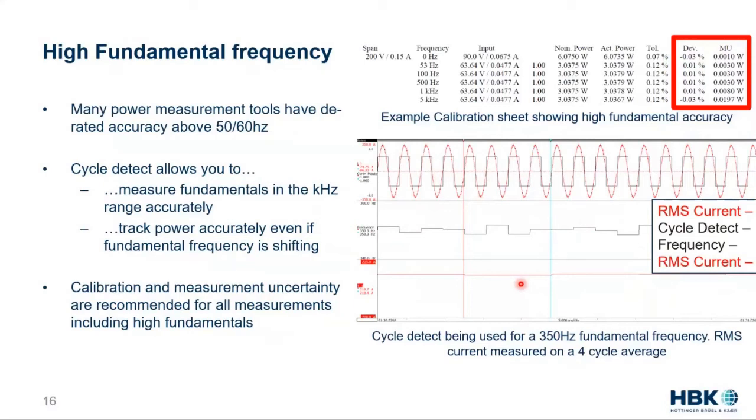And if we go to one of our calibration sheets and we look at the measurement uncertainty and the deviation from a known value in our measurements, we can see that for our power measurements, with frequencies of 50 hertz, we have a 0.01% deviation. Frequency of 500 hertz, we have a 0.01% deviation. Frequency of 5 kilohertz, we have a 0.03% deviation. These are very, very good values, and this is a measured calibration sheet from one of our units. So these are real values that we can expect to get.